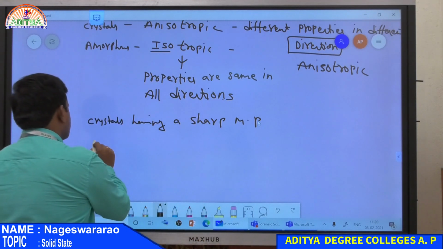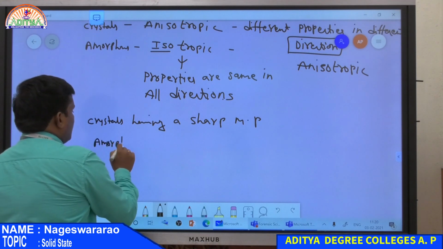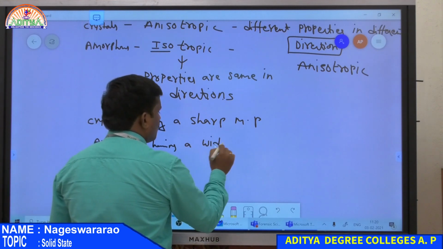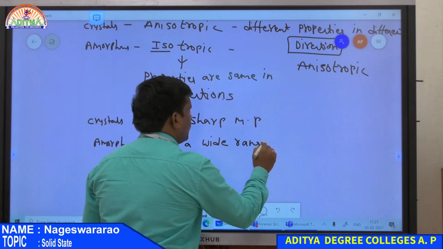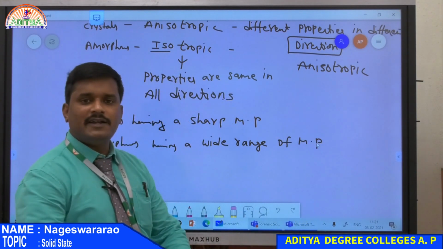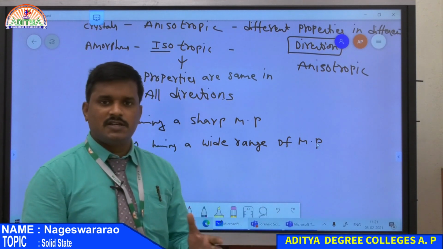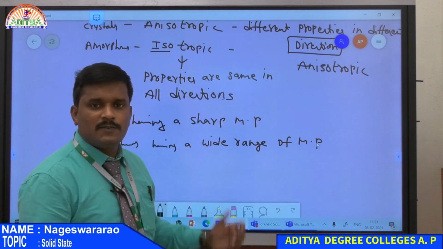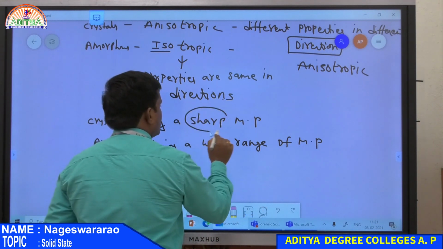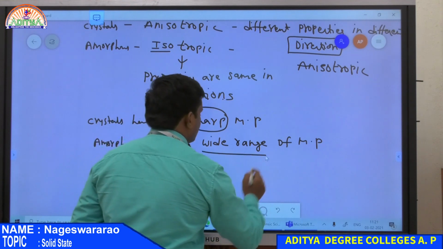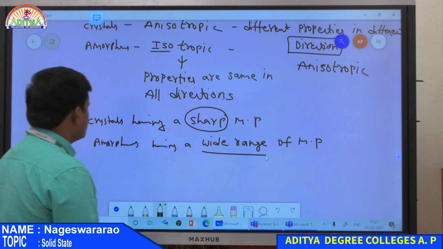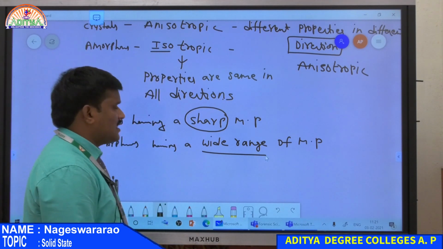Whereas an amorphous solid has a wide range of melting points. These melt at different temperatures, so a wide range of temperature. Within that range only, the amorphous solid is converted into liquid, whereas crystals always have a sharp melting point. So these are the differences between amorphous solids and crystalline solids.